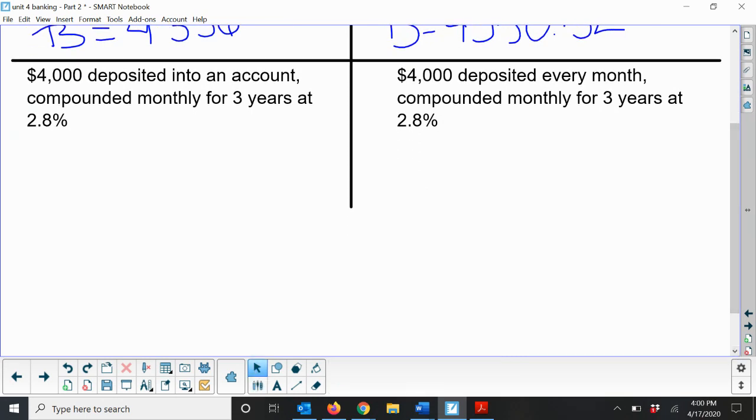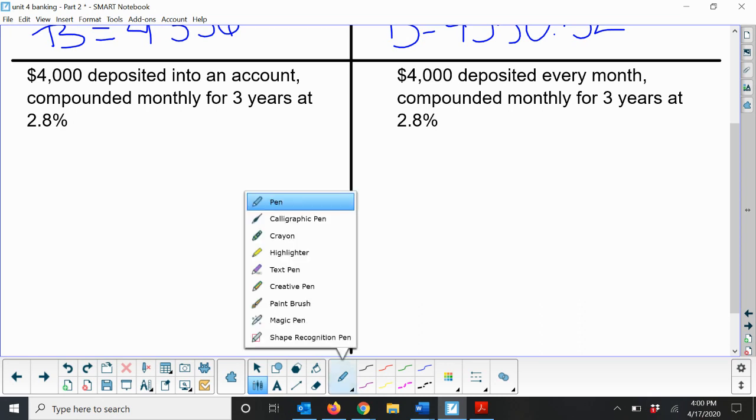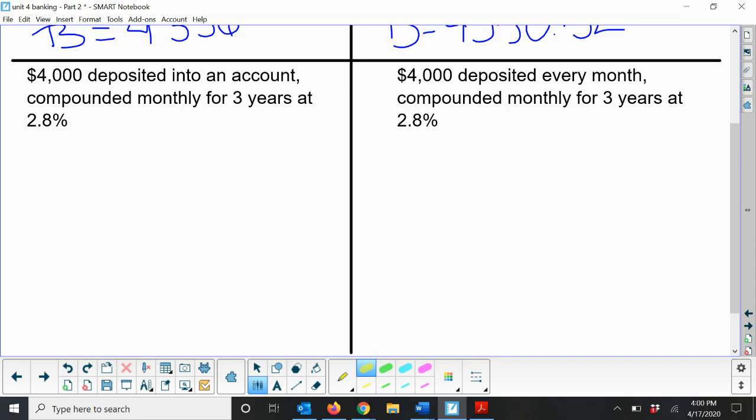For our next 2 here, they look super similar, and it does require you to think a little bit outside the box. And maybe not so much think outside the box, but just read and think carefully. And so we see these 2 are very similar problems, but there's one difference here. This one is just 4,000 deposited into an account, where our second one is 4,000 deposited every month. Both of them are compounded monthly, but when we deposit every month, that is our periodic deposit.